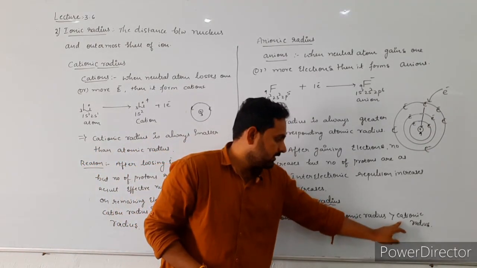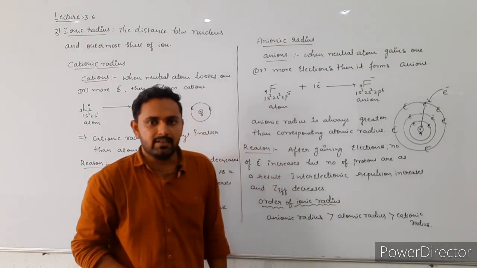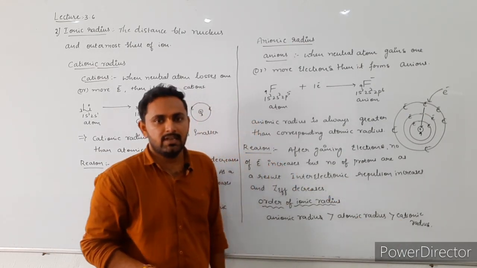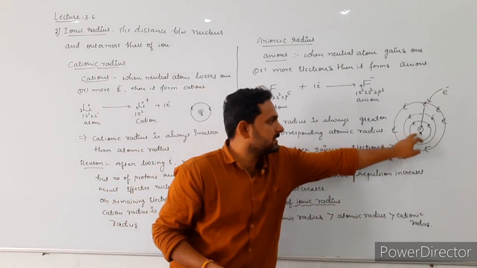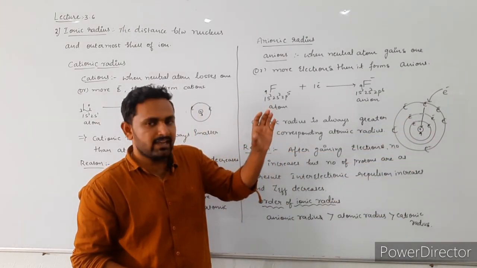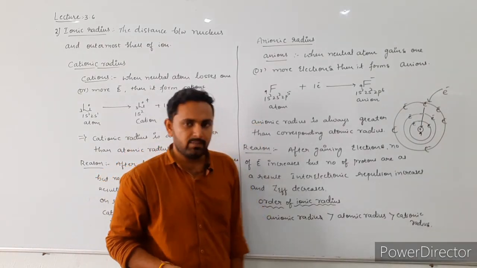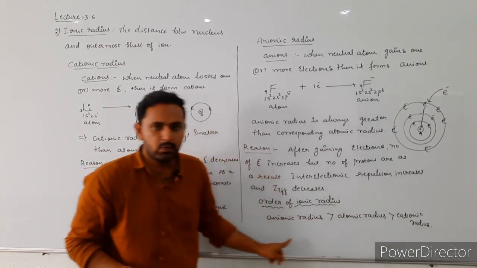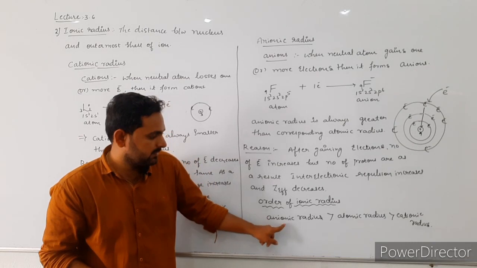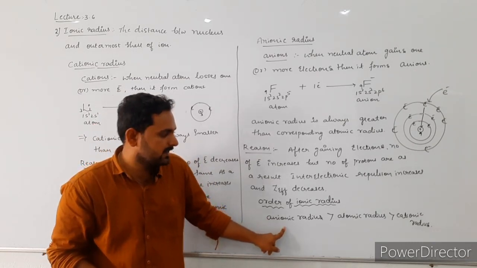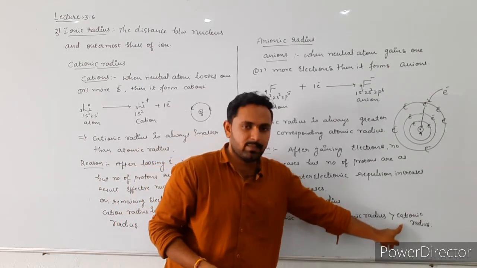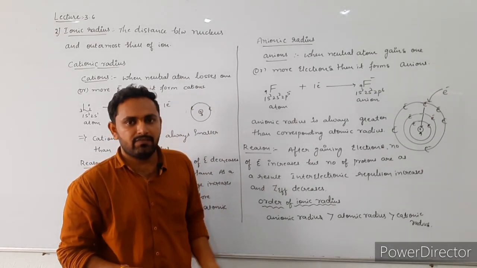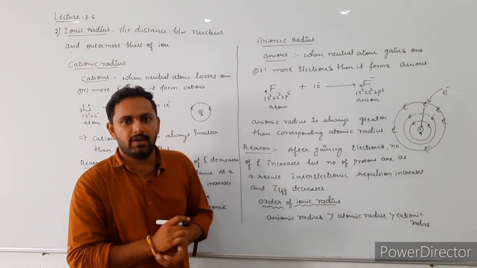In this case, atomic radius is greater than cationic radius. Why? Because on losing an electron, the protons outnumber electrons, so the effective nuclear charge between nucleus and electrons increases. That's why the size decreases. This is the order, it is very important. Here the difference in radius is due to the change in number of electrons. Here there are more electrons, that's why its radius is greater than atomic radius. Here there are fewer electrons, that's why cationic radius is less than atomic radius.